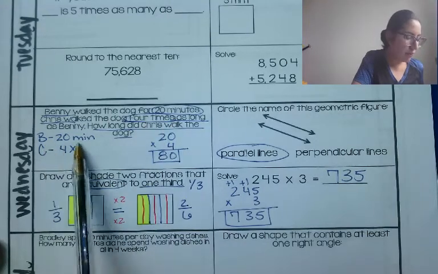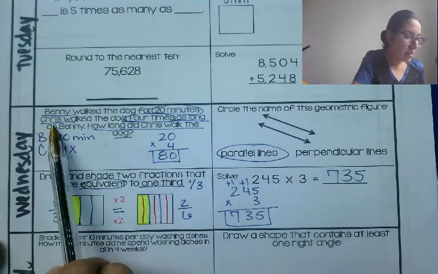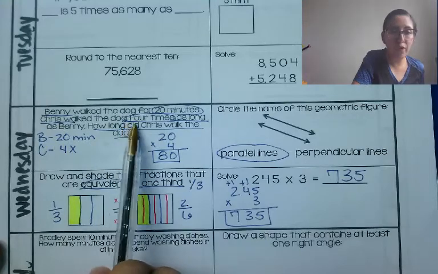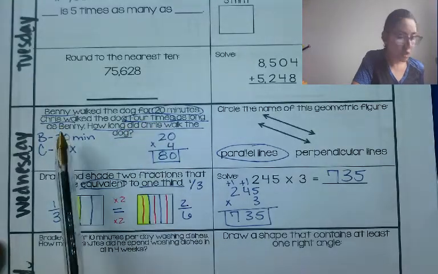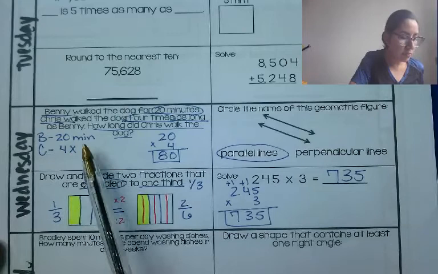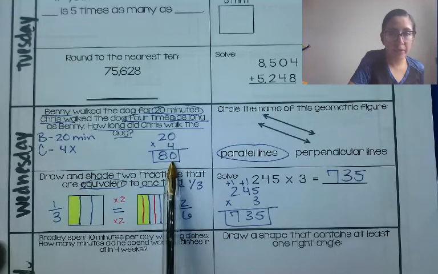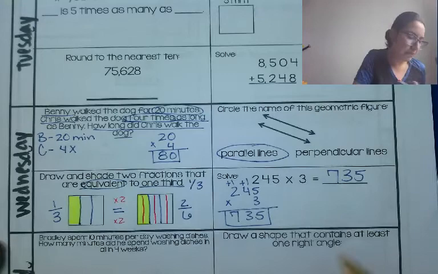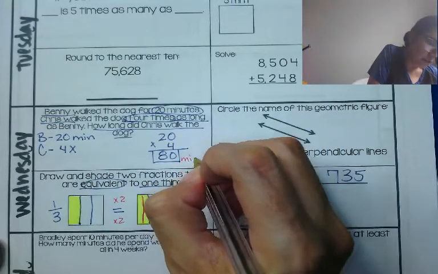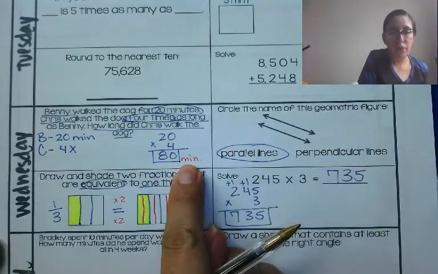So we know that information. And then it says Chris walked the dog 4 times as long as Benny. So 4 times, that means I'm going to multiply 20 times 4. And then once I do the standard form, I get 80. So we could say that Chris walked the dog 80 minutes. And I forgot to put my units, so make sure you label what units we're working with.